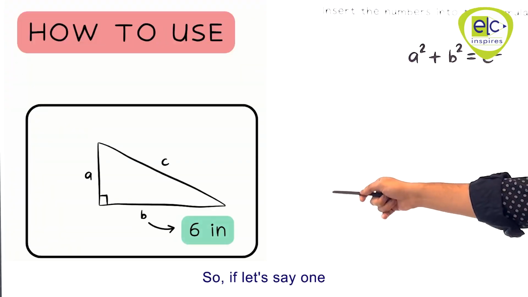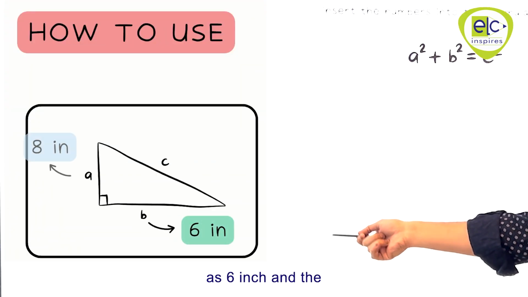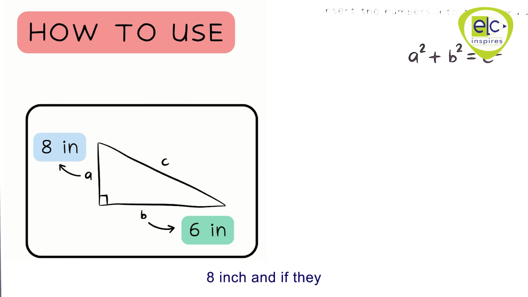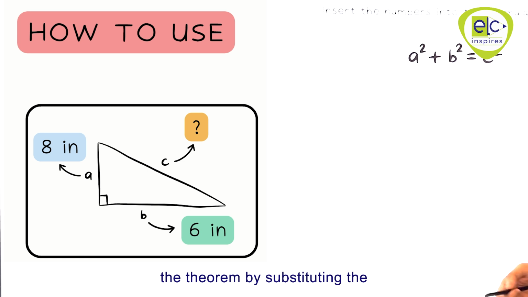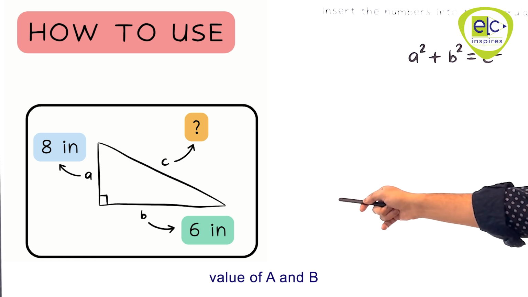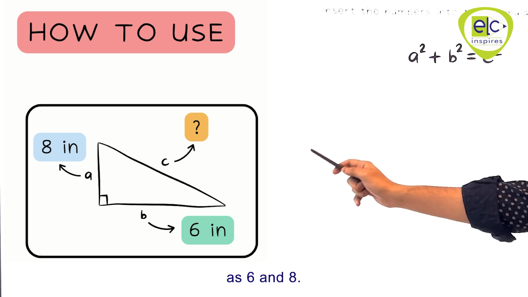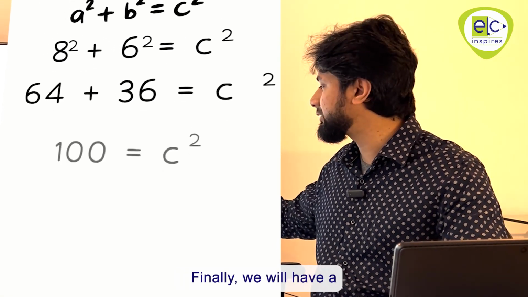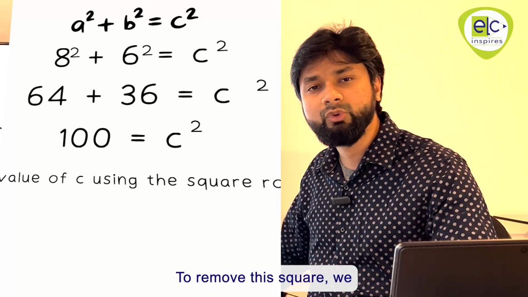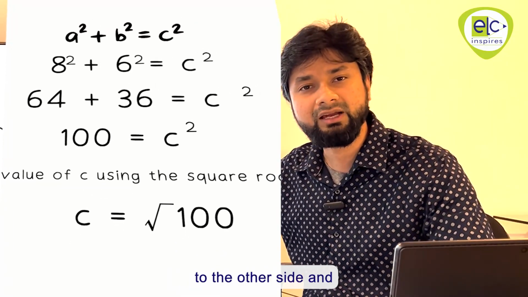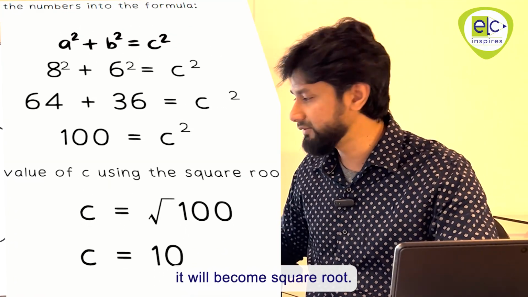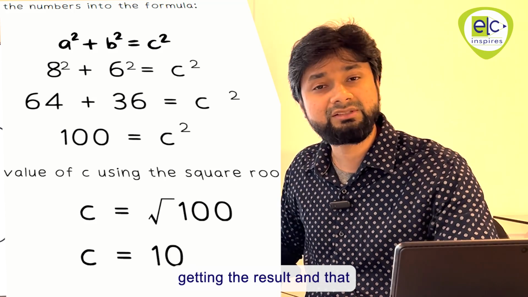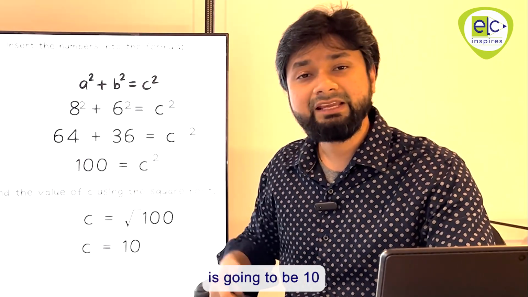Let's say one of the legs is given as 6 inches and the other leg is given as 8 inches, and they want you to find the length of the hypotenuse. We can easily use the theorem by substituting the values of A and B as 6 and 8. From here, we can easily find the value of C. Finally, we will have a square over here. To remove this square, we have to transfer it to the other side and it will become a square root. We finally end up getting the result, and that is going to be 10 inches.